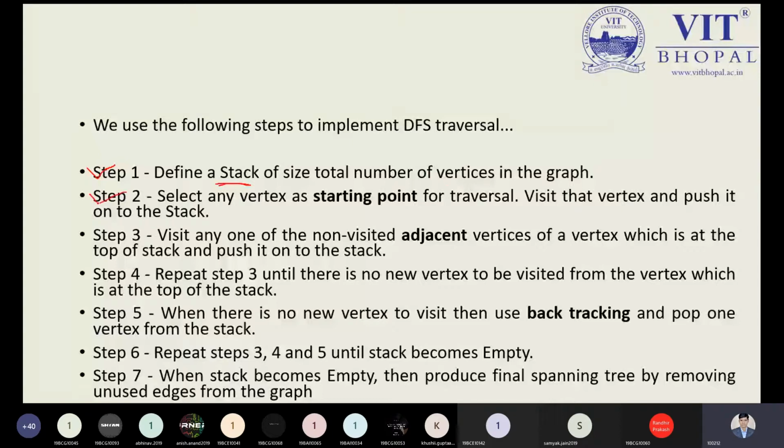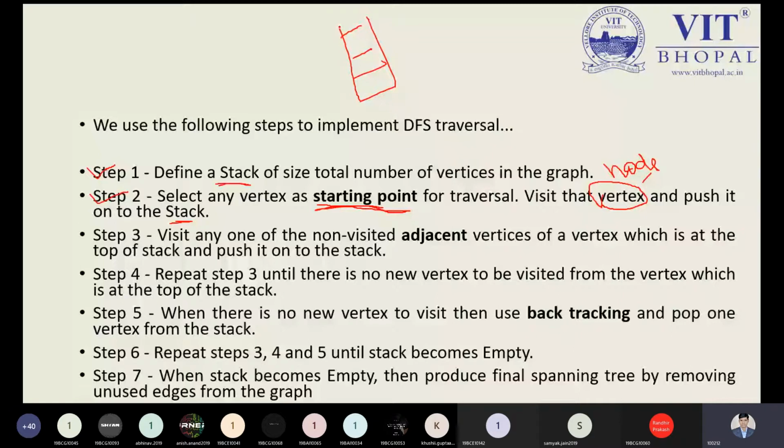Next, select any vertex as the starting point. First we need to choose any vertex for the traversal, visit that vertex, and push it into the stack. We can write vertex or we can write node, there's no difference because it's only a naming convention. Why the stack? Because we will implement this searching technique through the stack data structure.